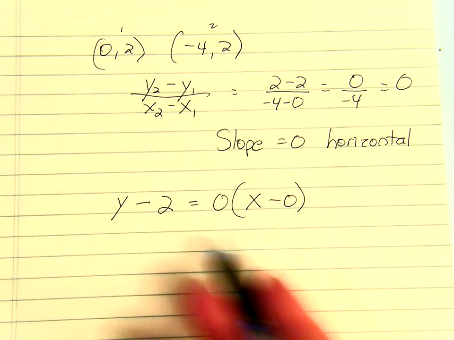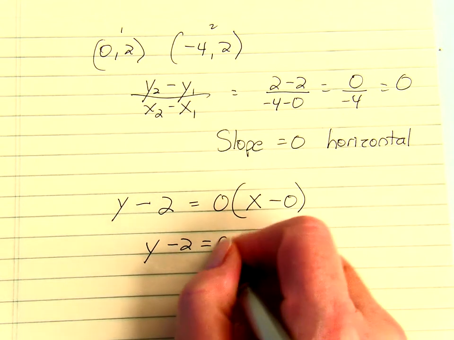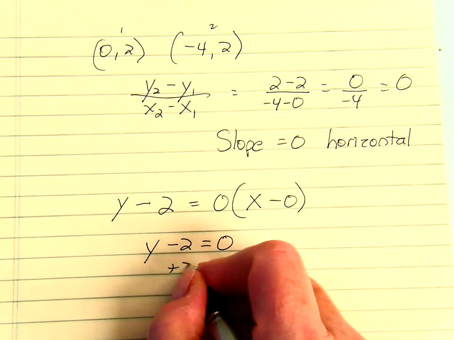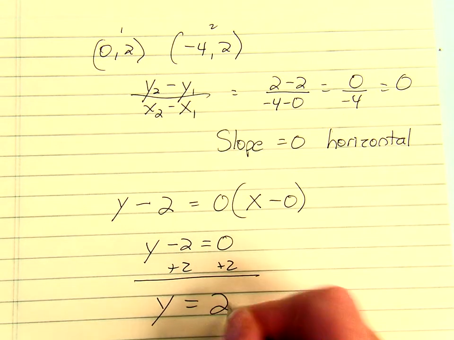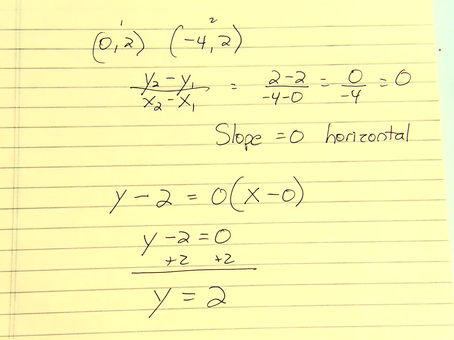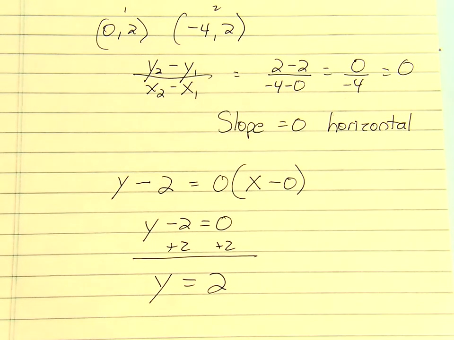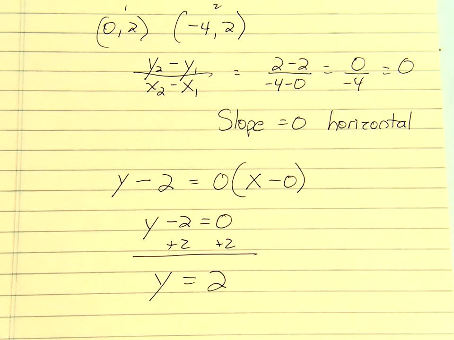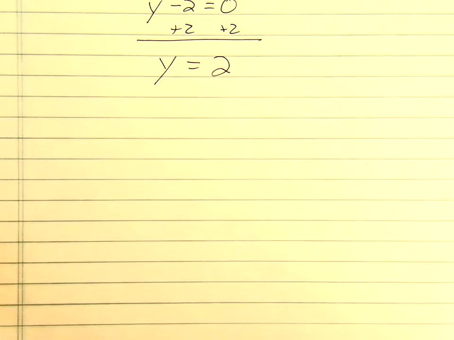Okay, so what happens here is that this becomes 0. So y minus 2 is equal to 0. And so what you're going to do is move this 2 over. I guess it's not totally pointless because you get to see the creation of the standard form of your horizontal line, which is y equals 2. So anyway, I'm going to go ahead and pick two different points.